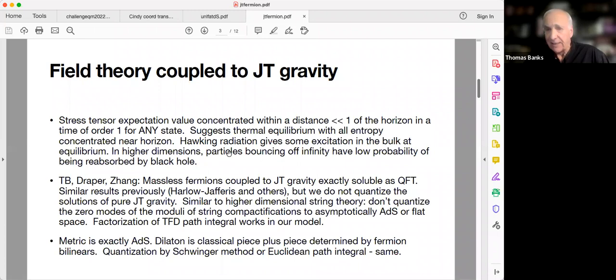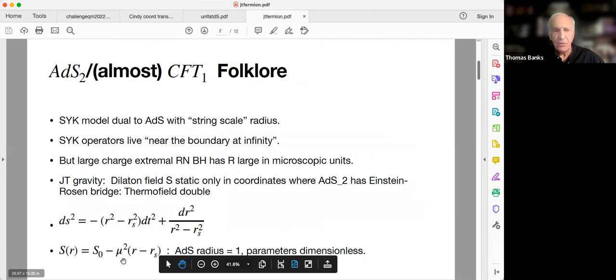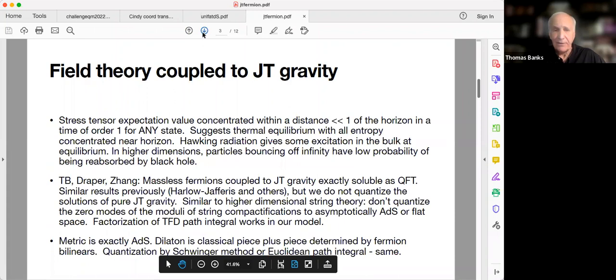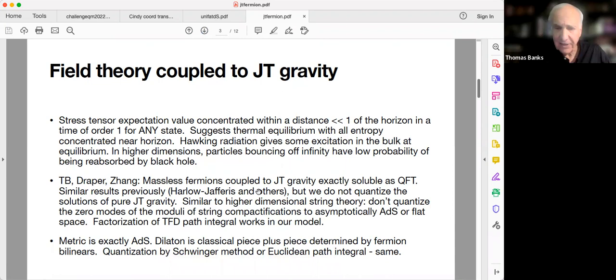I have to modify that statement a little bit. So as I said, for us, the metric is exactly ADS2. It does not fluctuate. And in addition to that, these parameters, the RS and the mu squared, and S naught, of course, nobody thinks fluctuates because a constant term in S is just a topological term in the action. So none of the parameters are allowed to fluctuate. Other people have studied JT gravity as an exactly soluble theory, and JT gravity coupled to various conformal field theories. An example is the work of Harlow and Jafferis. Those people always quantized the modes of the gravitational field. We do not do that. We treat them as classical fixed parameters.